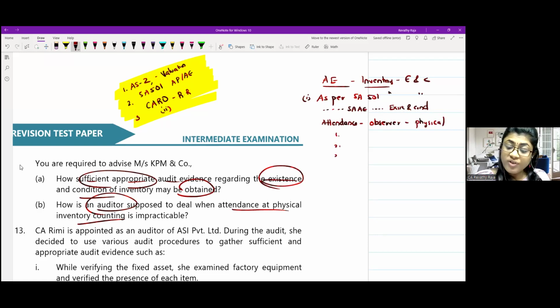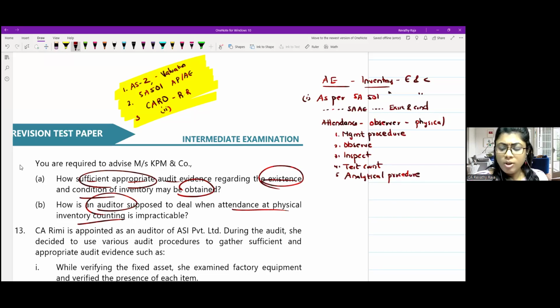In that, you will do 5 things. When you go and observe, what will you do? Evaluate management procedure, then observe, then inspect, test count, and analytical procedures. Or you can perform other procedures also, to check whether inventory is accurate. This is the answer to the first part.